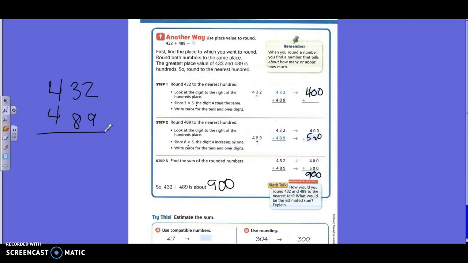9 plus 2 is 11. 8 plus 3 plus 1 is 12. And then 4 plus 4 plus 1 is 9. Okay, so 921 is actually the answer. But if we are rounding, 900 would be it, right? Okay, close enough. It's close enough for them. They're okay with that. Just take away the 21.